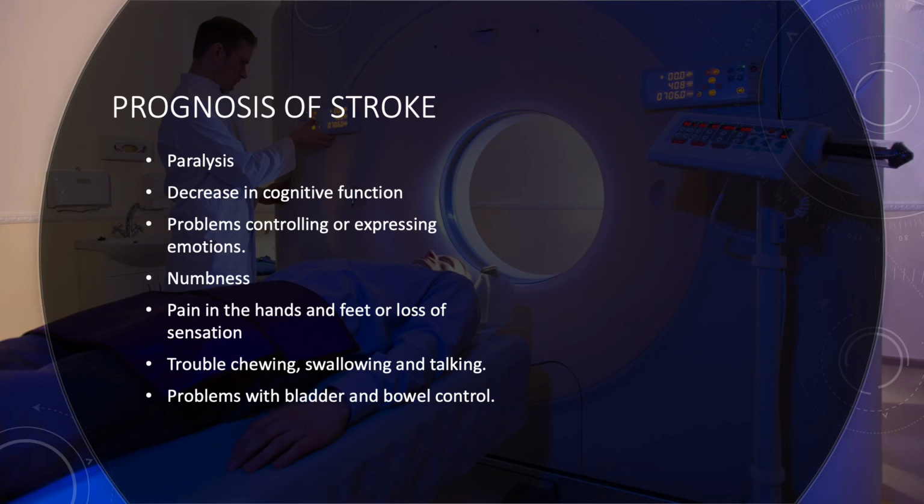When discussing prognosis of strokes, survivors may experience long-term effects, including but not limited to paralysis, cognitive function decline, and emotional instability, on themselves or from family members. They will also experience chronic pain, numbness in the extremities or in the body, and could have difficulty swallowing and speaking. Bladder and bowel functions may decline as well.